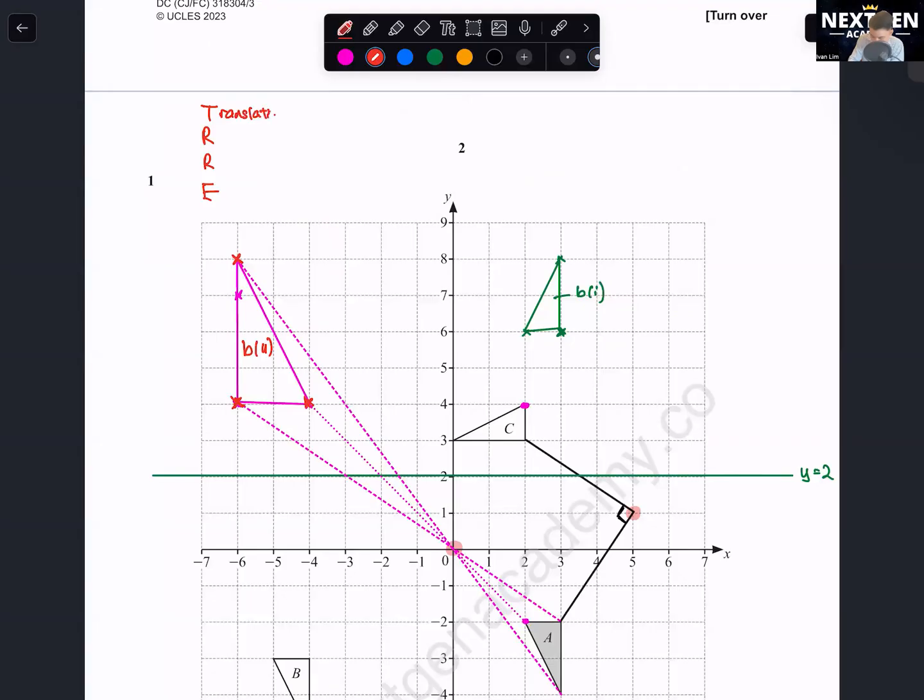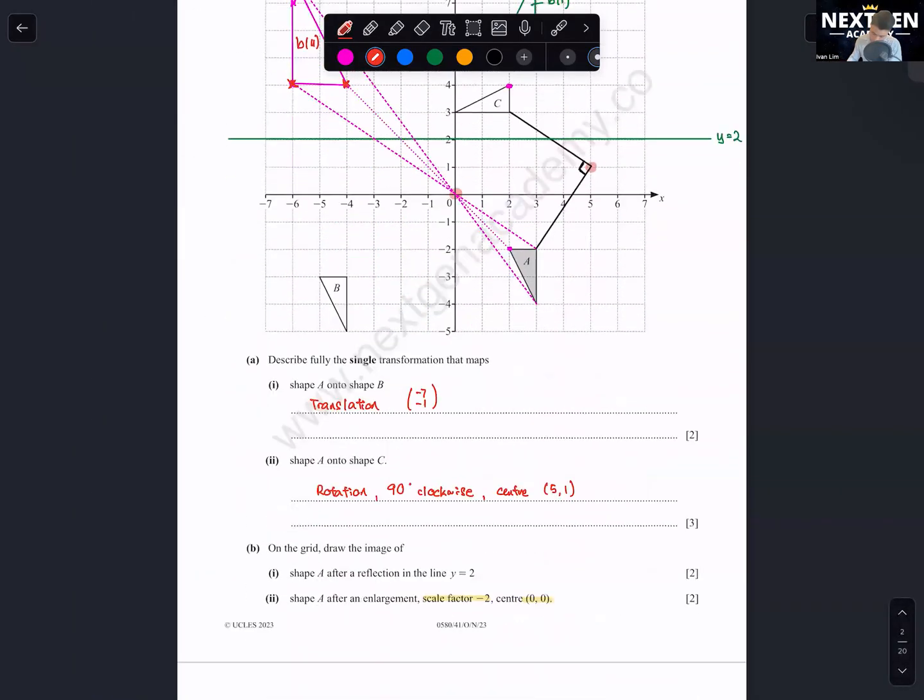Translation, reflection, rotation, enlargement. Only 4 of it. And the first 2 here, this one is 2 marks, this one is 3 marks. You can see from the marks itself which one, and get some clues from there also. Do more past year questions, you will see every single set will have 1 transformation question, minimum is 1. If good, let's move on to the second one.